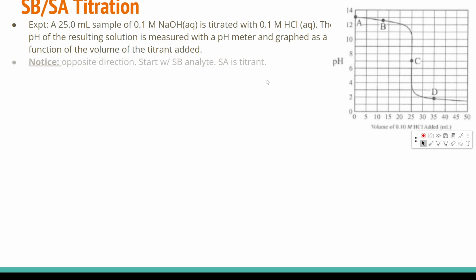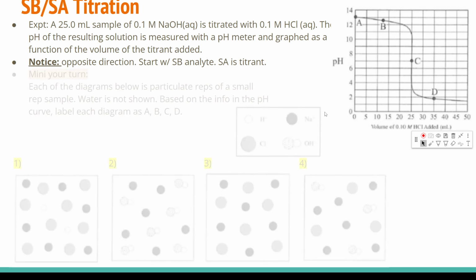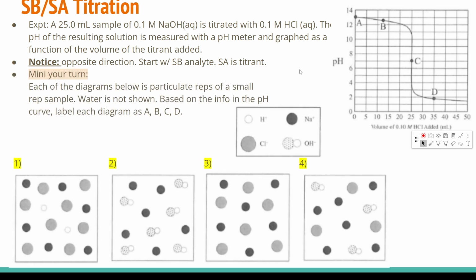Again, notice it's the opposite direction. So we started off with an analyte that's the strong base. We have the strong acid being the titrant, so just be mindful of that. And so here's a quick mini review. Just like the previous one, you're going to look at these pictures and then identify on this titration curve which point goes to which picture. And again, water isn't shown. So try it out.